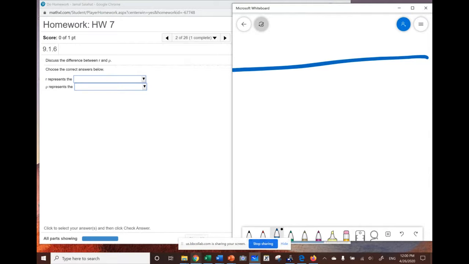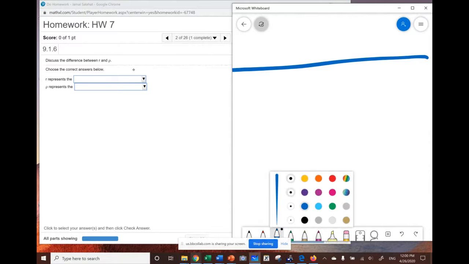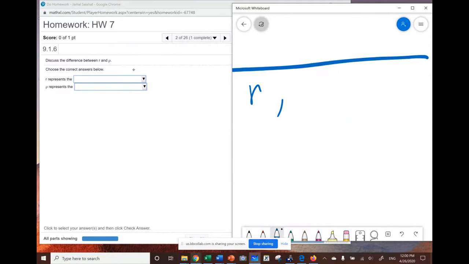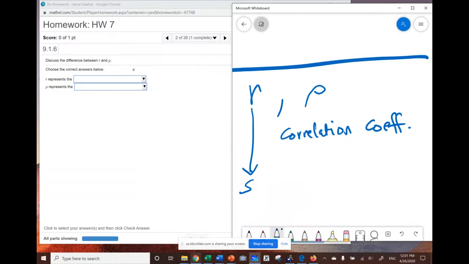Next, we are looking at two terms that we like to pay attention to in statistics, and that is R, and there is another one called rho. It looks like this. Both R and rho calculate for us what we call the correlation coefficient. But notice that R deals with the sample, and rho deals with the population.